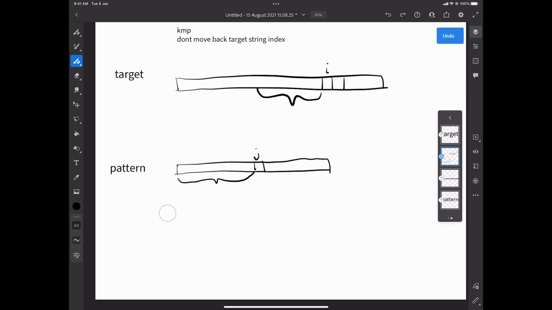So when they're not the same, in a naive method, you will backtrack i and make i go to here. Since the characters at i and j are not matching, which means this substring is not matching, we need to start all over again and start from here. So you realize that's a lot of wasted work. That's why the naive method is very slow. What KMP does is that you will never move back the target string index. So you will never move back i.